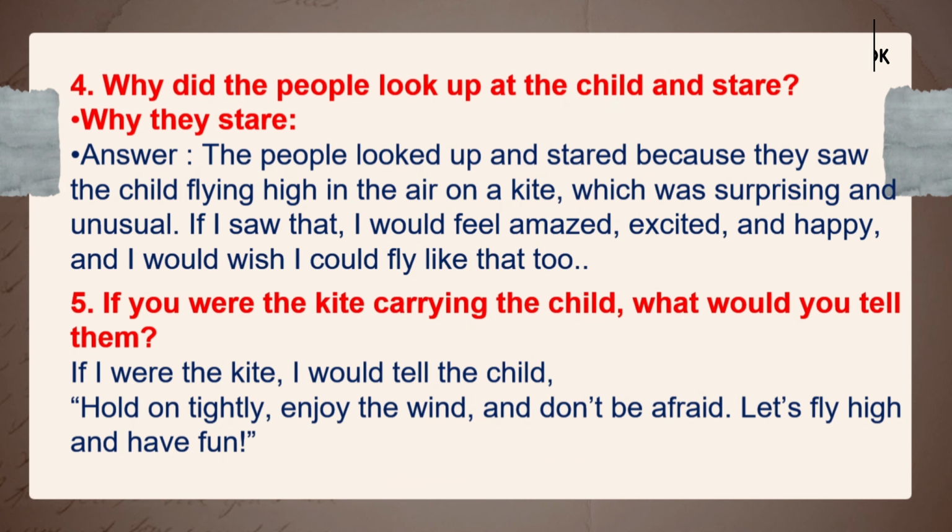Question: why did the people look up at the child and stare? Answer: the people looked up and stared because they saw the child flying high in the air on a kite, which was surprising and unusual. If I saw that, I would feel amazed, excited, and happy, and I would wish I could fly like that too.